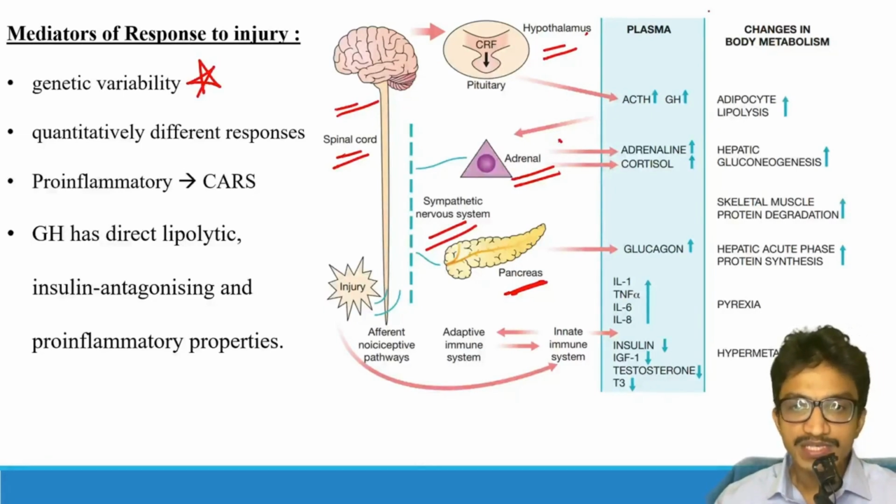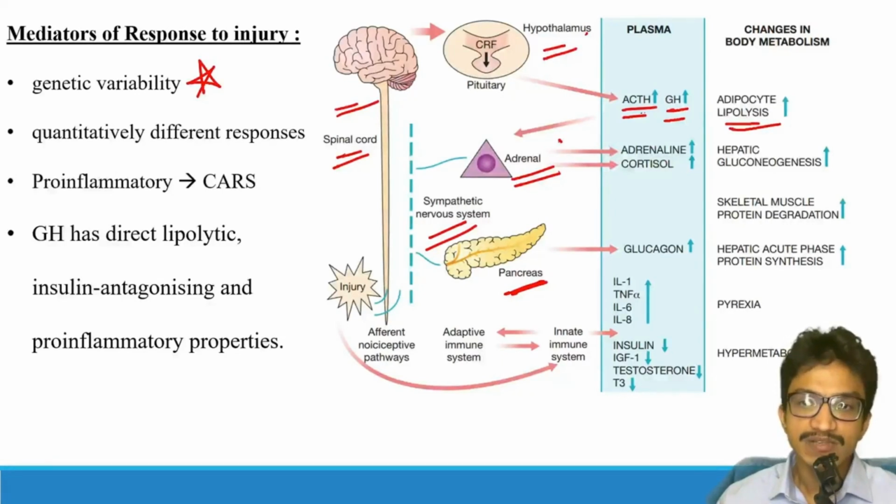So what happens is that due to any kind of injury, there will be a stimulus from the brain to the hypothalamus, through the pituitary, to release the corticotropin releasing factor. That will be released, which will lead to an increase in ACTH and growth hormone. Both of them have a lipolytic effect, so that will lead to adipocyte lipolysis.